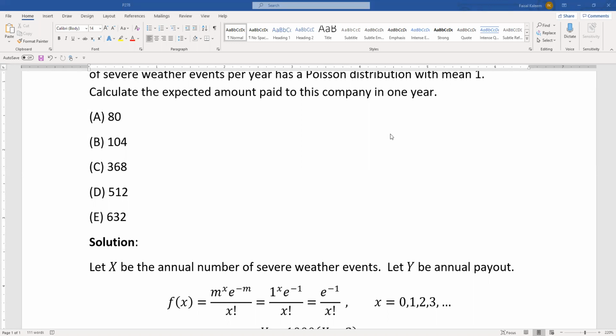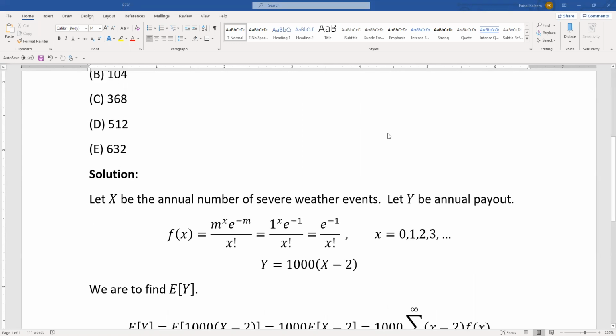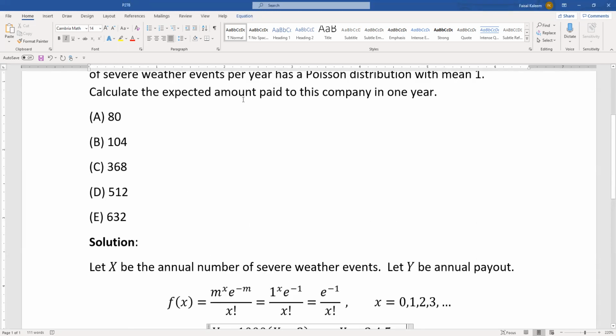So the payout doesn't happen for the first two, but it starts happening after the two. So when X is equal to 2, we don't have a payout. In fact, here we can specify the payout is this, and the payout starts happening from X equals 3 onwards: 3, 4, 5. And we have to find the expected value of the payout, the expected amount paid.